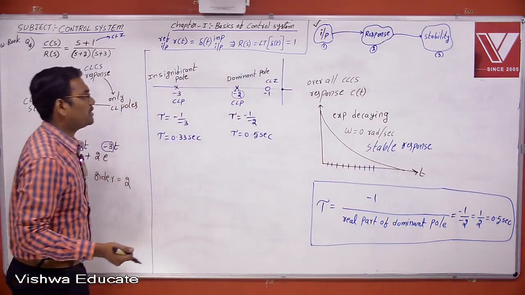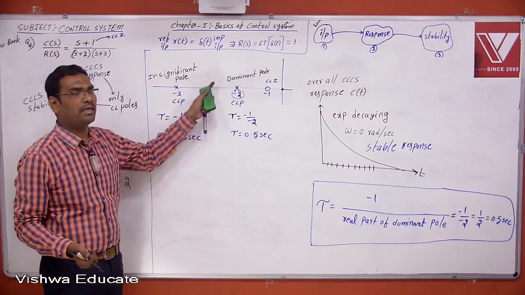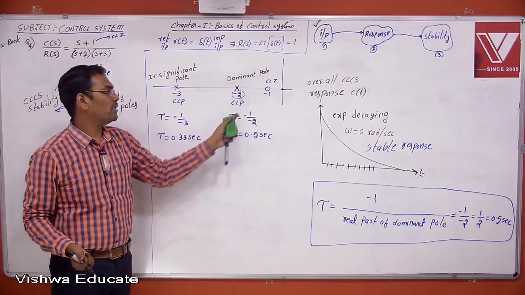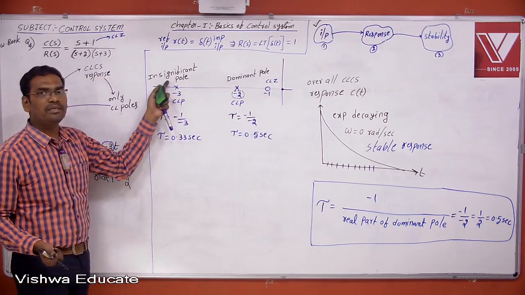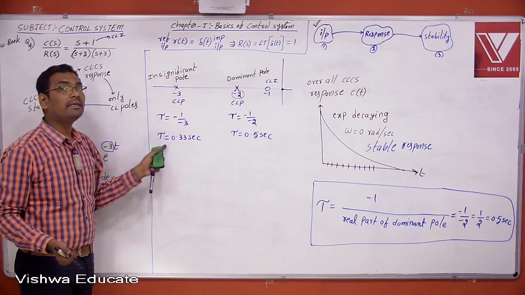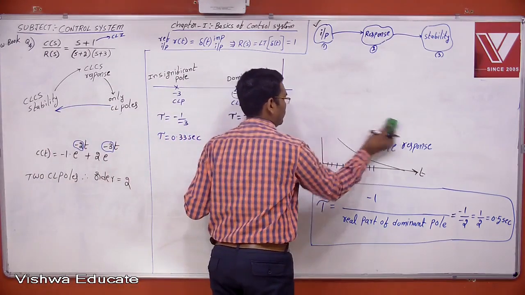Now what is the definition of time constant? What is the definition of dominant pole? There are two definitions here. A dominant pole is a pole which is nearer to the origin or which is having highest time constant. Insignificant pole is a pole which is away from the origin or which is having least time constant. So take down those two definitions also.